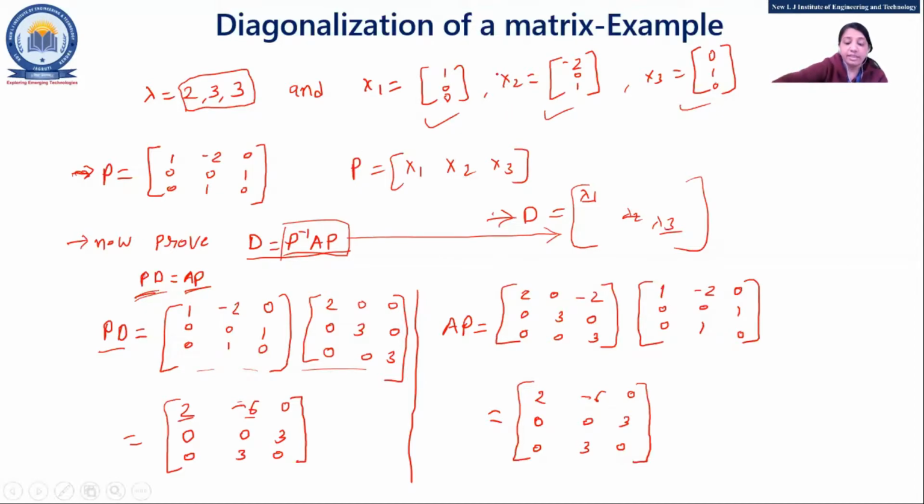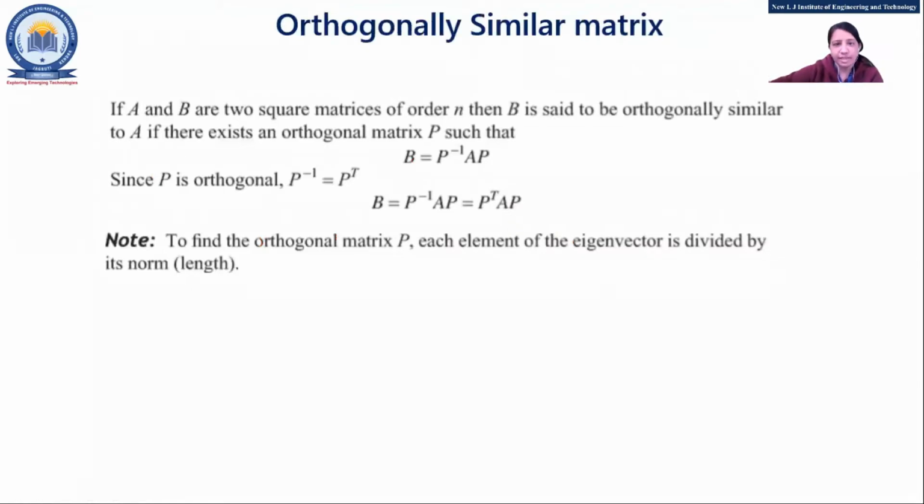So in this way, you can calculate diagonalization of a matrix. In the same one, another concept is normally asked in an exam, that is the concept of orthogonally similar matrix. Just the same procedure is there, just you need to find the orthogonal. Suppose there are two matrices A and B, square matrices, right? Now B is said to be orthogonally similar to the matrix A if there exists an orthogonal matrix P such that B equal to P inverse AP.